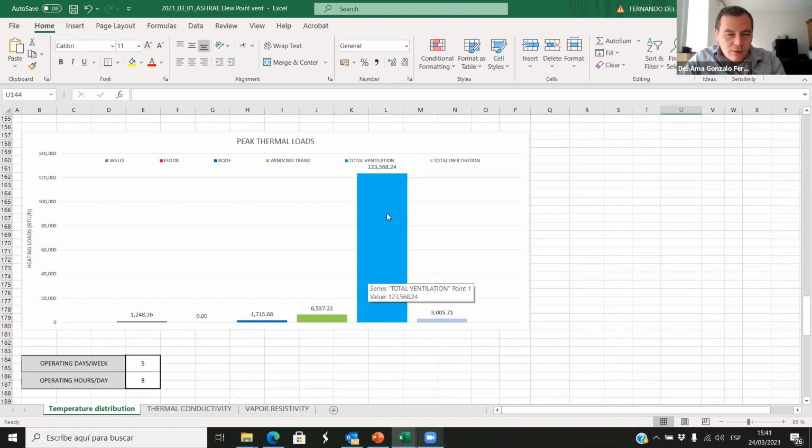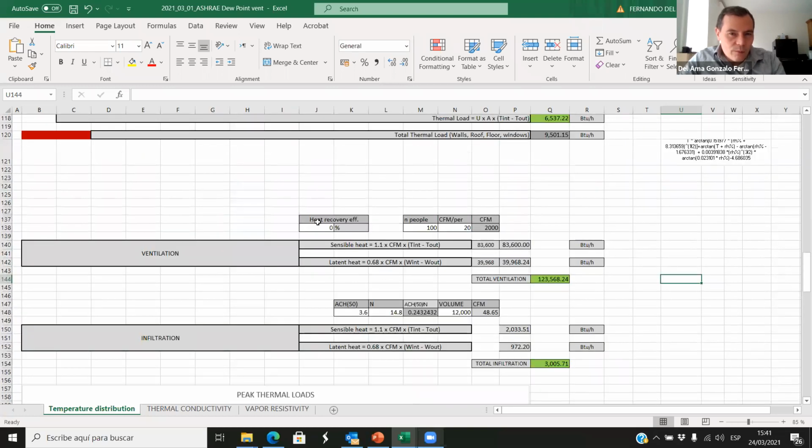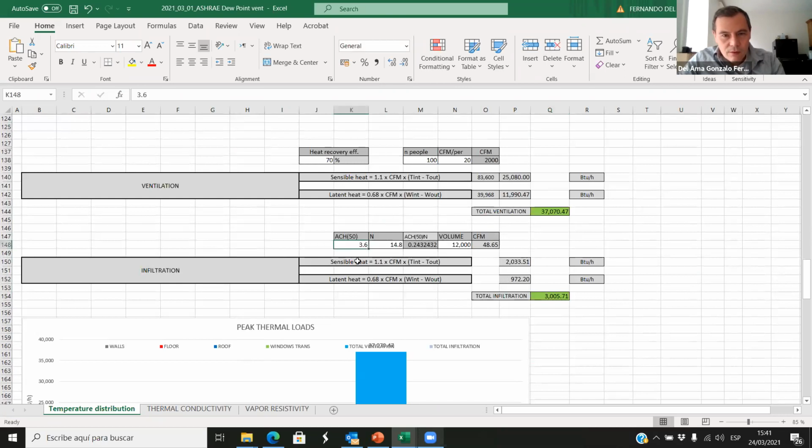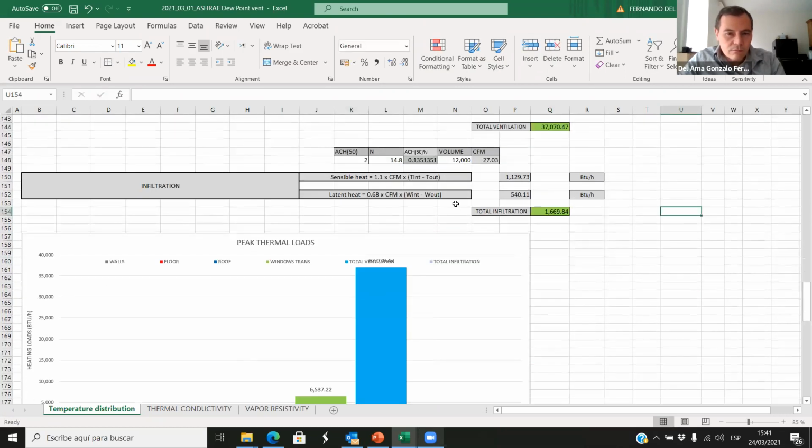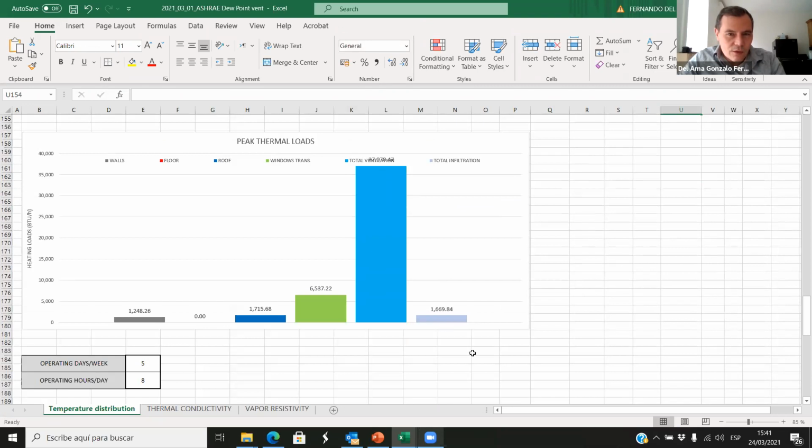And if we are talking about large buildings, ventilation is the main issue. In single family houses, probably the roof or the windows are the issue, but if we're talking about large buildings, everything depends on the ventilation. So we better have a heat recovery and we better reduce the infiltration, because then we can reduce the total peak load that we have here.